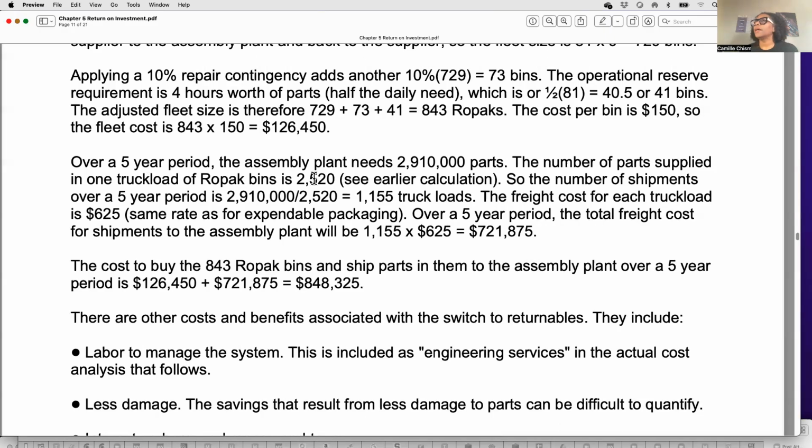So, okay, now we know that over the 5-year period, they're still going to need the 2.91 million parts. With the roll-pack bins, 1 truckload, we already know, is going to get you 2,520 parts. So you can go back and compare that to those expendable calculations that we did to see how many parts for one versus the other.